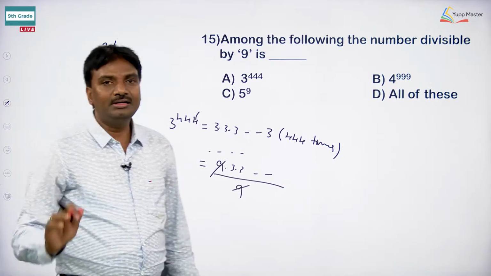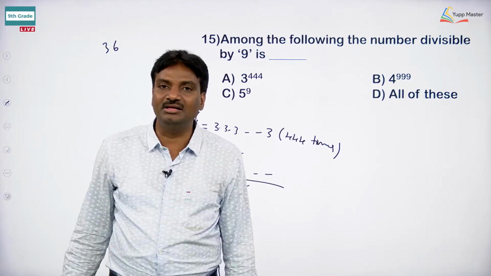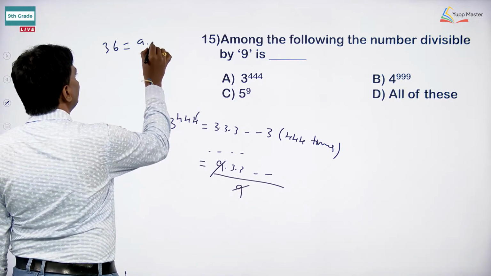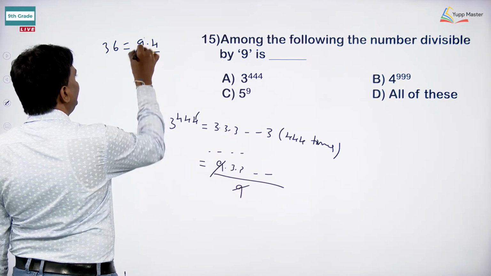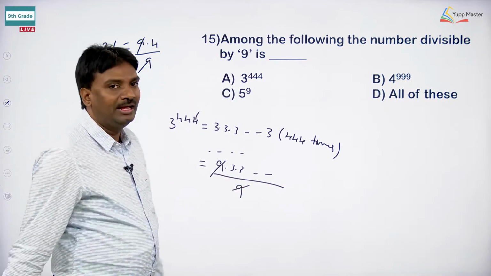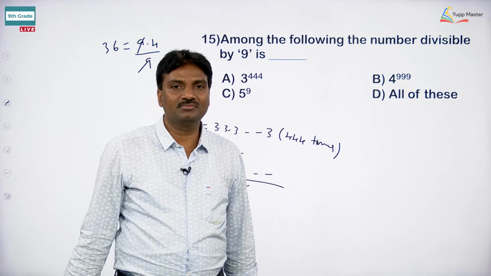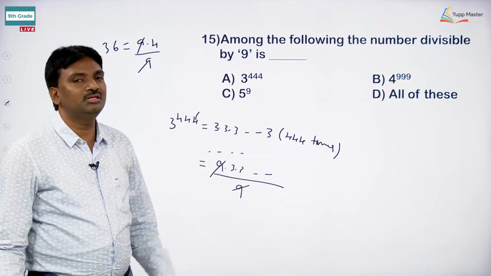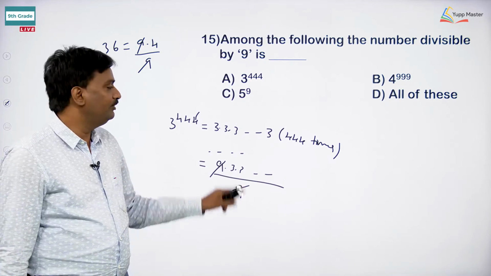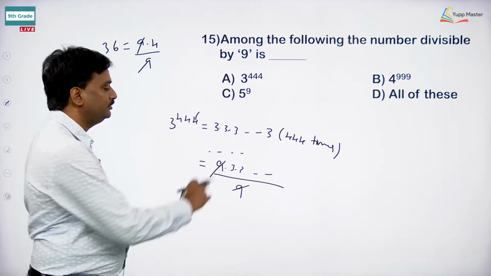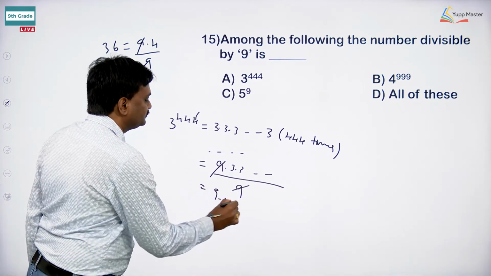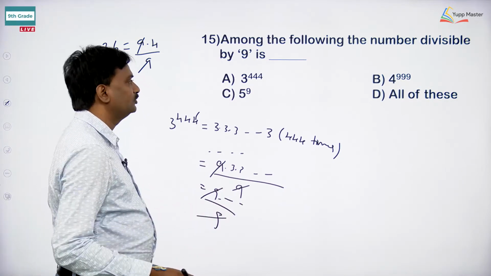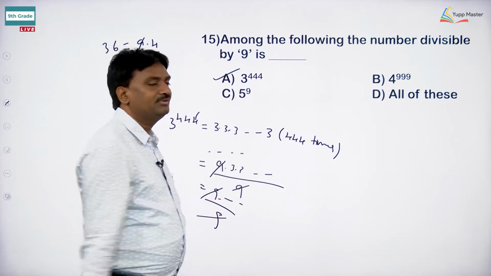Clearly we can say 36 is divisible by 9, four times. If you write 36 as 9 into 4, the 9s get cancelled, that's why 36 is divisible by 9. So here also, if you write 3 into 3 into 3 and so on 444 times, we can write 3 into 3 as 9. So this is 9 into some value, and by 9, the 9s cancel. So that's why option A is the correct option.